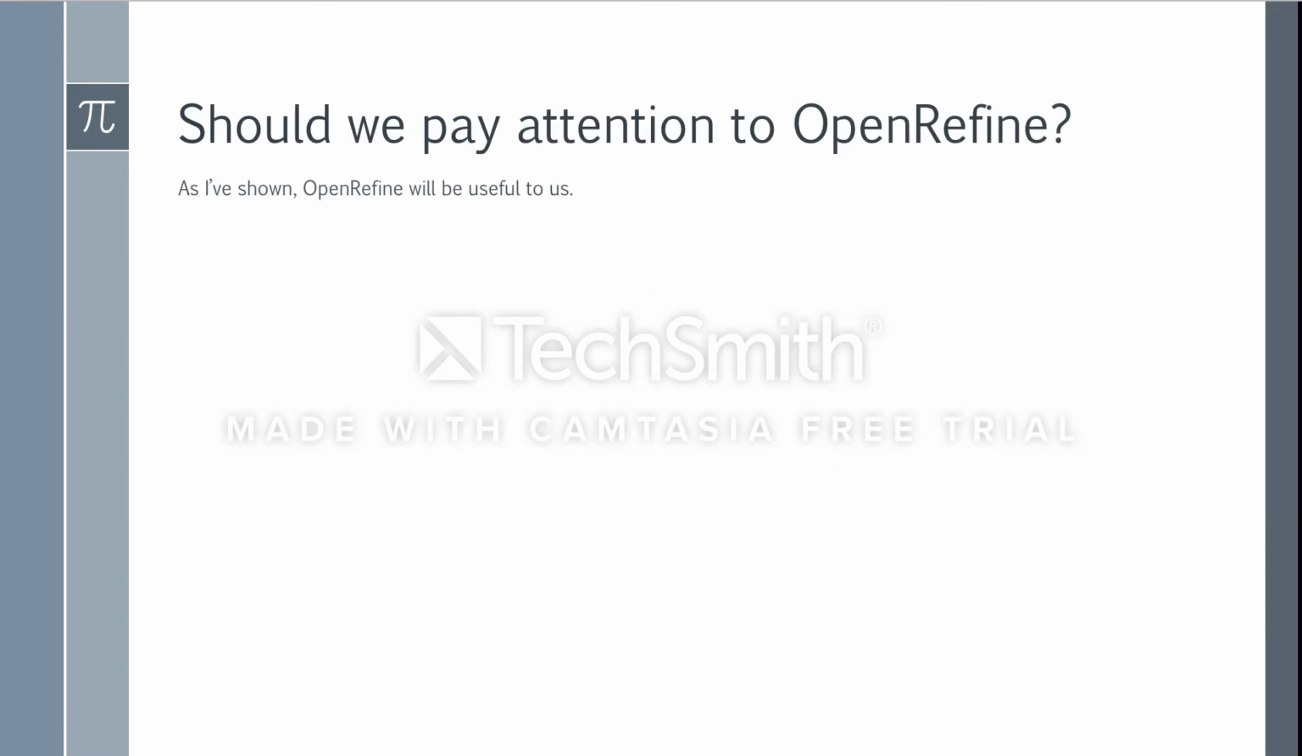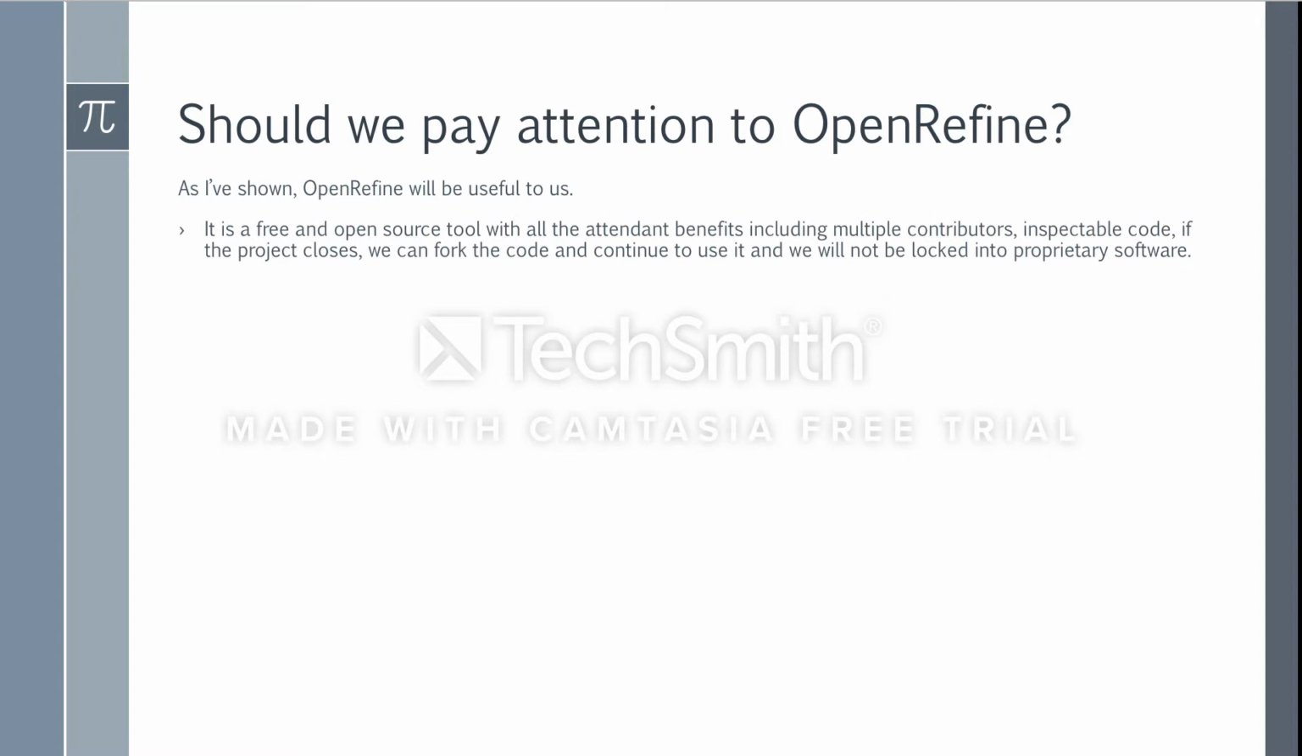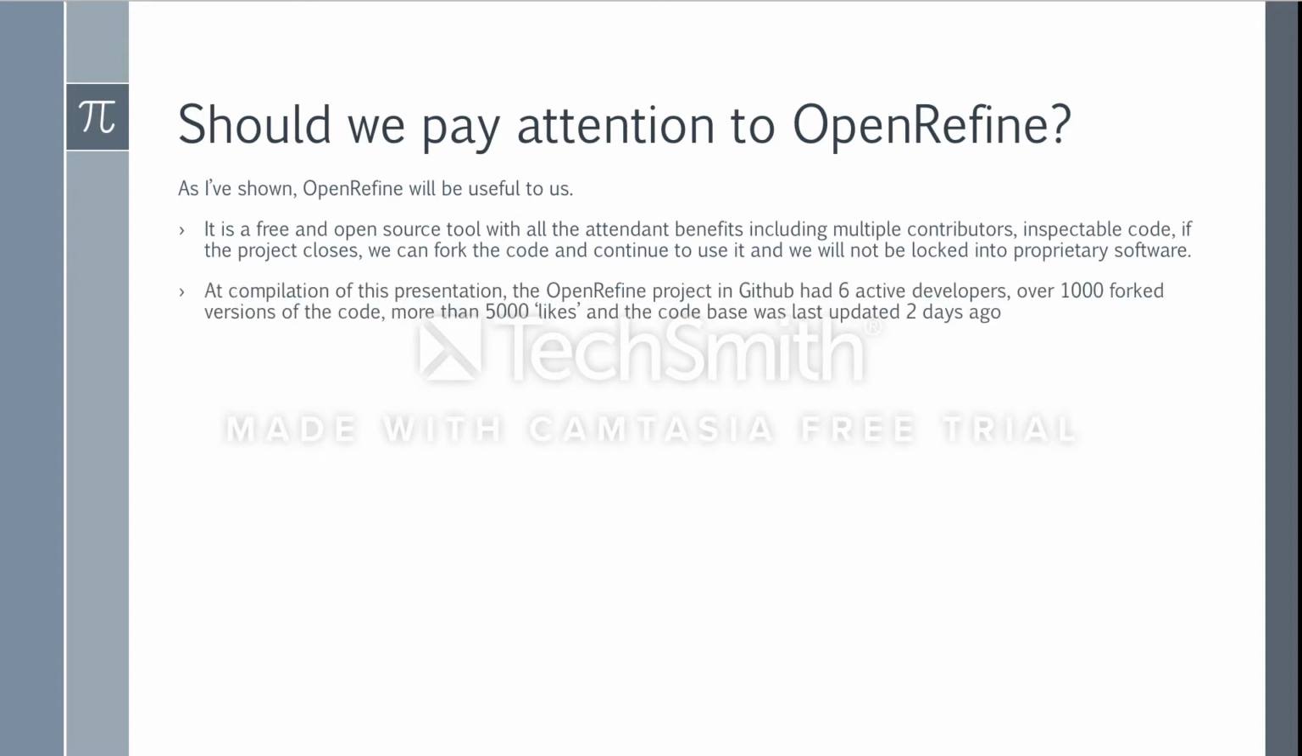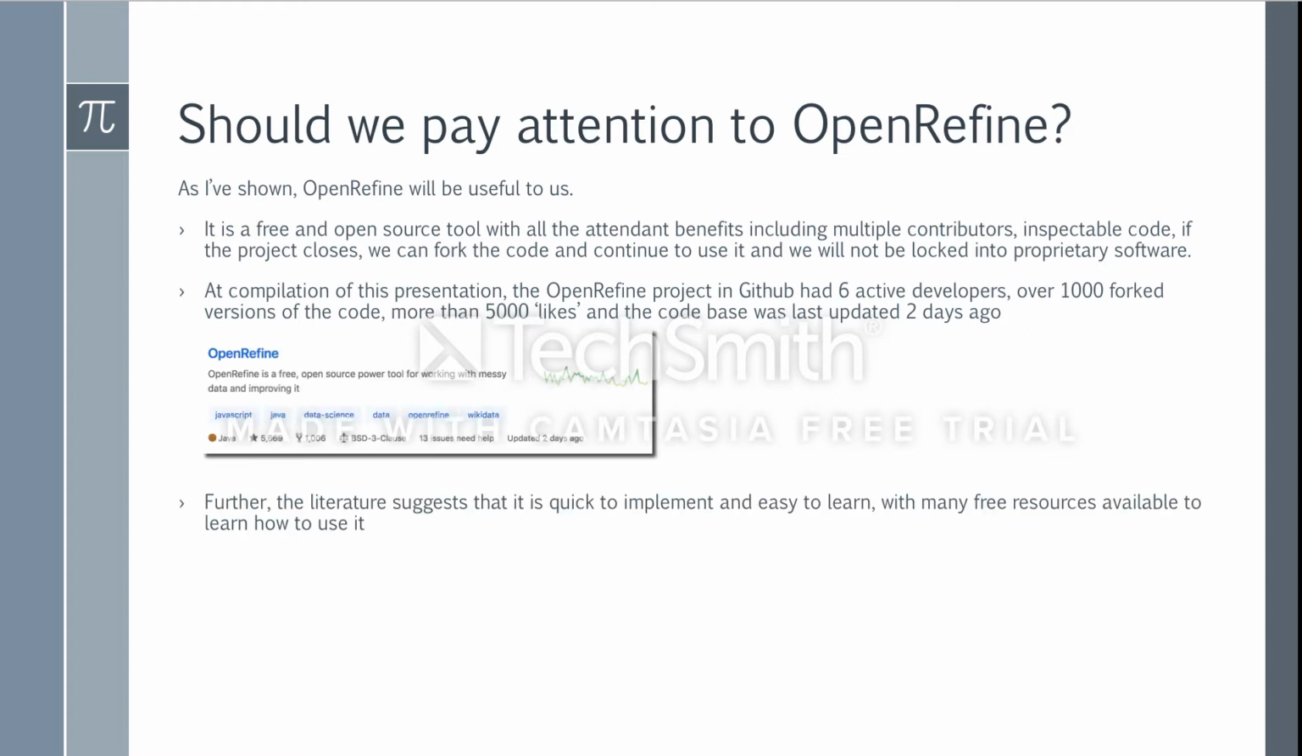As I've shown, OpenRefine will be useful to us. It's a free and open source tool with all the attendant benefits. At compilation of this presentation, the OpenRefine project in GitHub had 6 active developers, over 1,000 forked versions of the code, more than 5,000 likes, and the codebase was last updated 2 days ago. Further, the literature suggests that it is quick to implement and easy to learn, with many free resources available to learn how to use it.